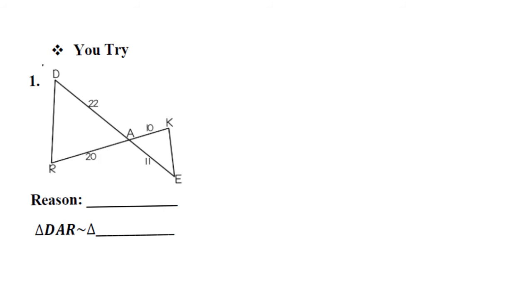So let's look at this one. This one is a little bit different only because the triangles are touching already. So remember, that gives you vertical angles in the middle. And you want to match the biggest side with the biggest side. So 22 over 11 and 20 over 10.